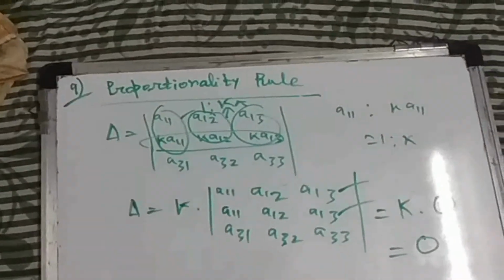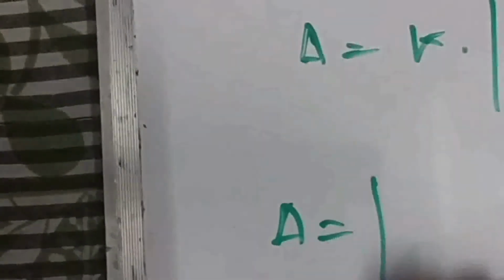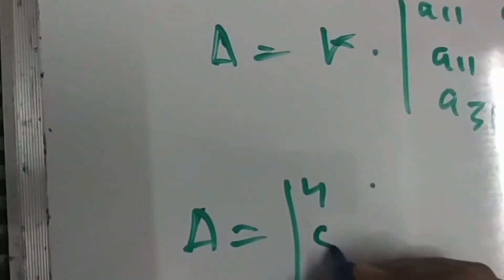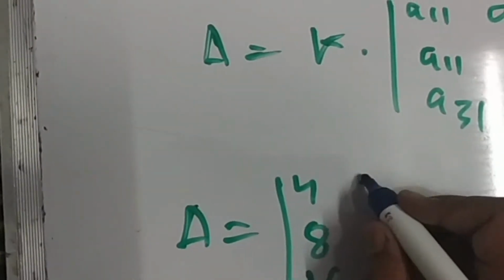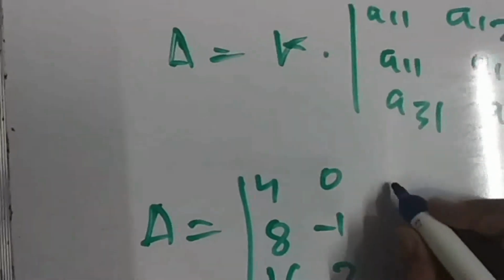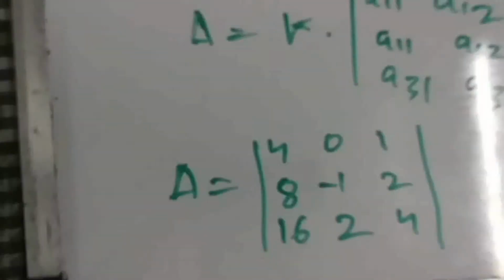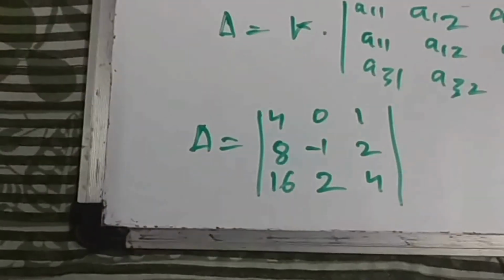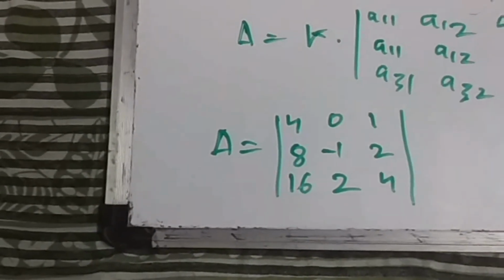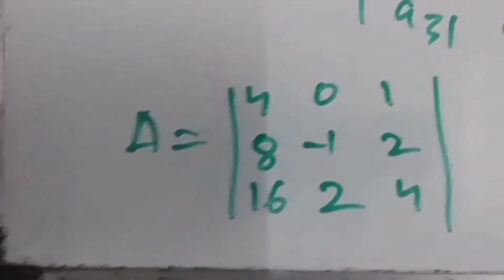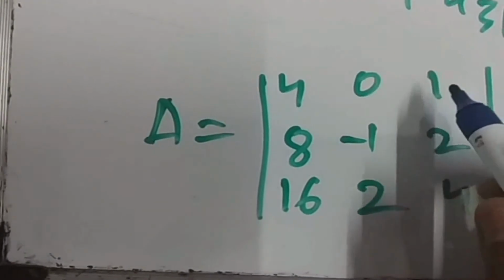You have to find out in the question whether the rows or columns are proportional or not. For example, del here is given, say 4, then 8 and 16, and here say 0, minus 1 and 2, and here say 1, 2 and 4. Okay, so here you look at the first column and third column. If you multiply the third column by 4, you are getting the first column. Okay, if you multiply the third column by 4, 1 into 4 is 4, 2 into 4 is 8, 4 into 4 is 16.